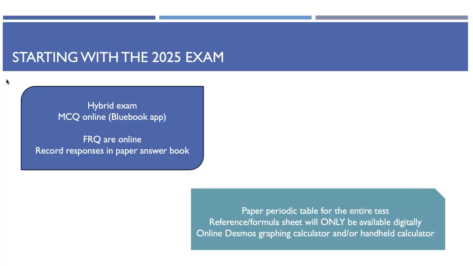Some other logistics, just to be aware of them, is that you will have a paper periodic table for the entire test, and you'll have scratch paper that you can use for the multiple choice questions. For the entire exam, however, the reference sheet, that formula sheet, will only be available digitally. You'll have to pull it down in Blue Book anytime you need to look up any equations. Also, throughout the entire exam, you'll have access to the online Desmos graphing calculator, and if you're familiar with that, it's super easy to use. You'll also have the option for an approved handheld calculator throughout the entire exam. So you're going to use whichever makes more sense for you, whatever's more comfortable for you.